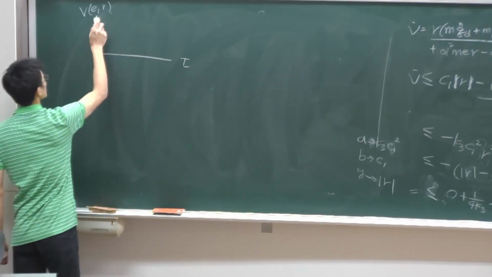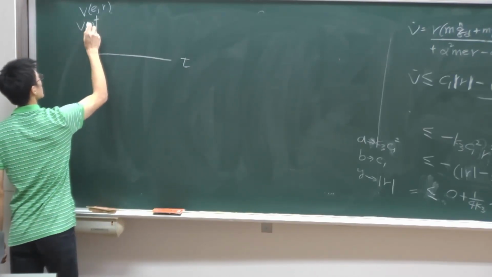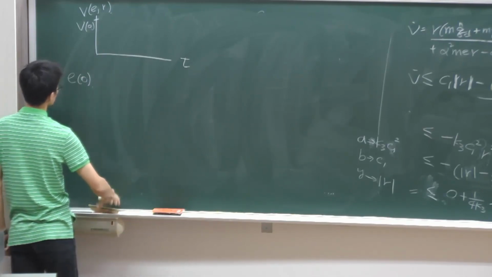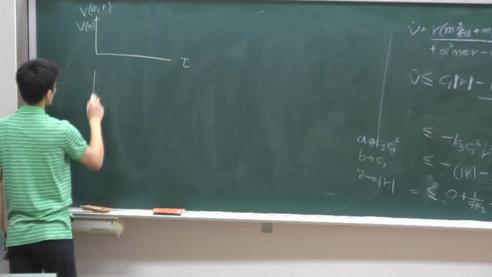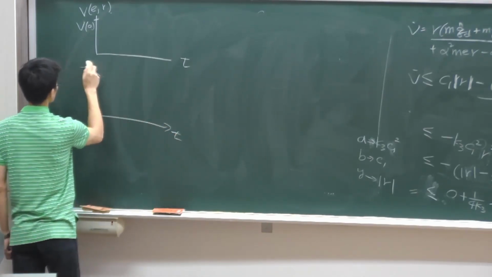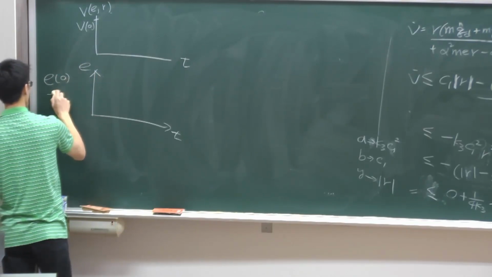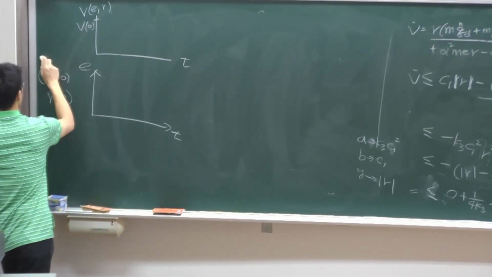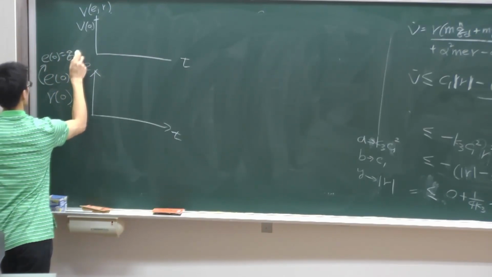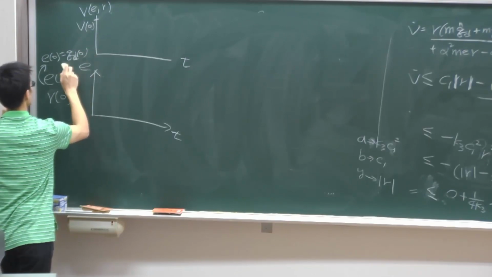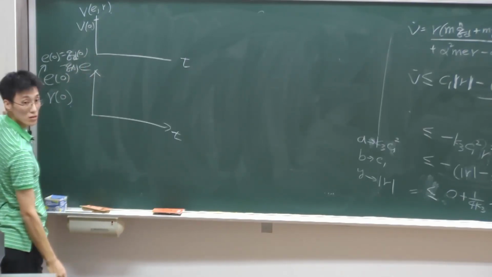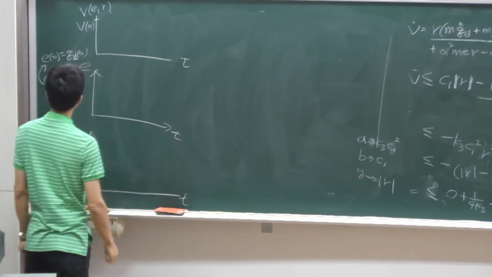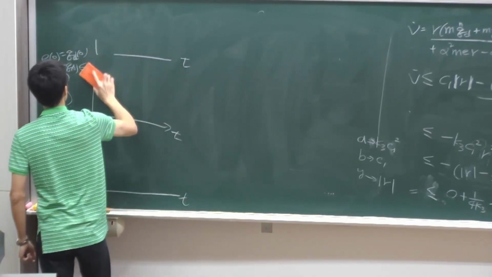So let's plot V. The initial condition of V depends on the initial condition of E and the initial condition of R, and E depends on QD0 minus Q0, right? So sorry, let me do it again.